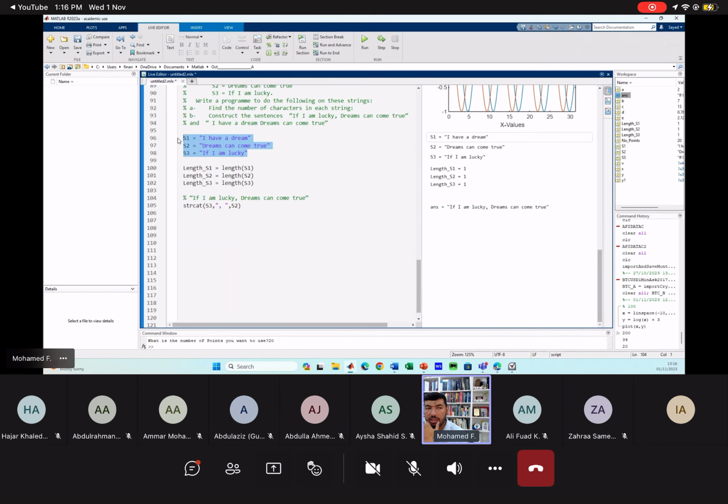This is the sentences. We need to construct them. So we have taken S3, which is I'm lucky. We have put an extra comma and space. And then we have put S2. Now the second sentence he wants us to make is the following.